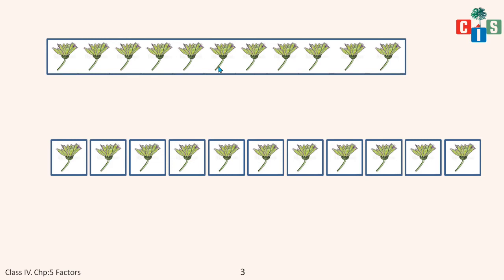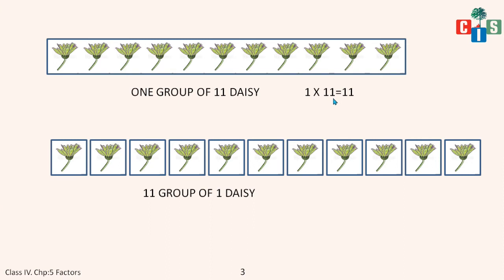Yes, in the first one I have one whole group and in it there are 11 daisies. And in the second one I have 11 groups and in each group I have one daisy. So the first one I can write as 1 multiplied by 11 and the second one I can write as 11 multiplied by 1. Can 11 come in any other table?